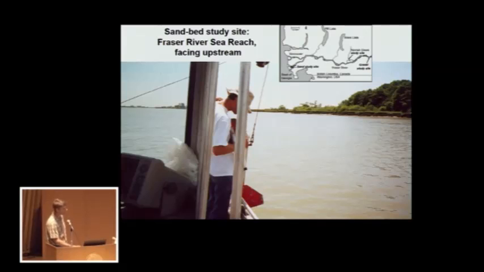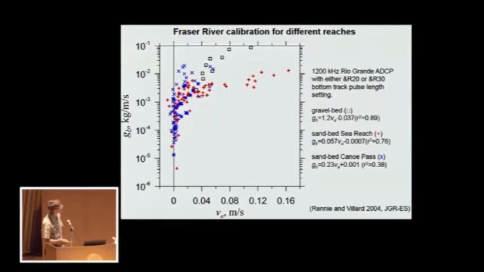Went down to the sand bed reach. This is the estuary for the Fraser. So these are a couple estuarine channels. And again, did the same kind of calibration effort. And here in blue is Canoe Pass, and in red is Sea Reach, so two different distributary channels. In black is the gravel bed data. And you can see that, first of all, there's different calibration relations for the two sand bed channels, and distinctly different for the gravel.